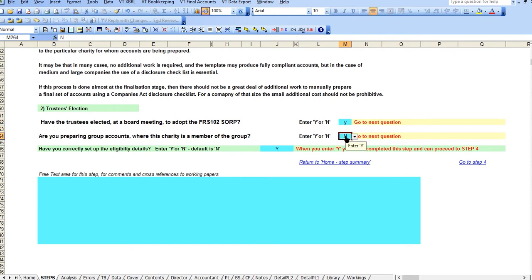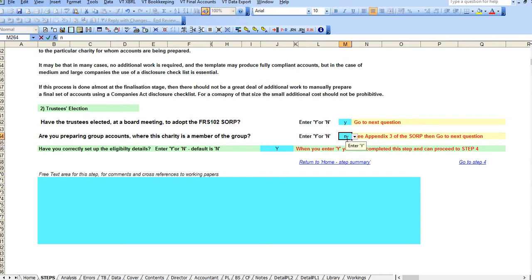The next question to be asked is, is this charity a member of a group? This template does not prepare consolidated accounts. There is a separate template for that. It prepares the individual accounts of an individual charity, but that individual charity may be a member of a group. If it is, there are certain considerations to bear in mind, which are set out in Appendix 3 of the SORP, and we would refer you to that appendix if this charity is a member of a group.